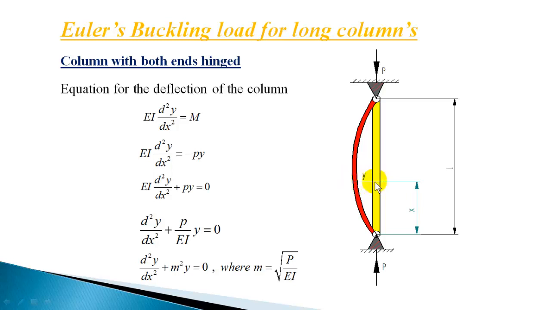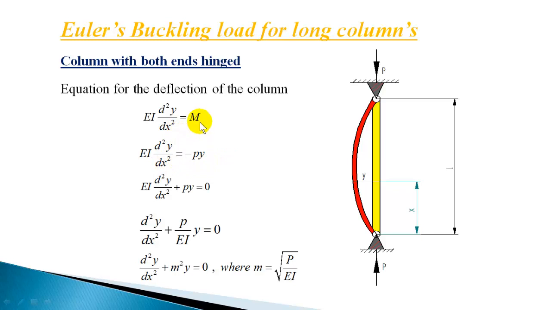So there is a deflection which is y. The differential equation for the deflected elastic curve is given by EI d²y/dx² equals the bending moment. Now the bending moment acting at this particular section is P into y, and that is anti-clockwise. So with respect to this point, P into y, that is Py, is anti-clockwise, so I have written it as minus Py.